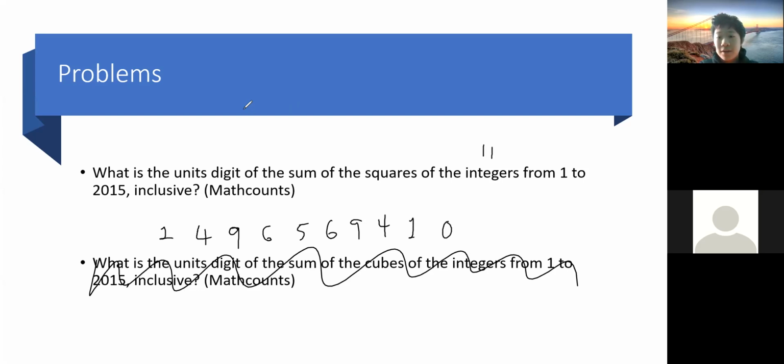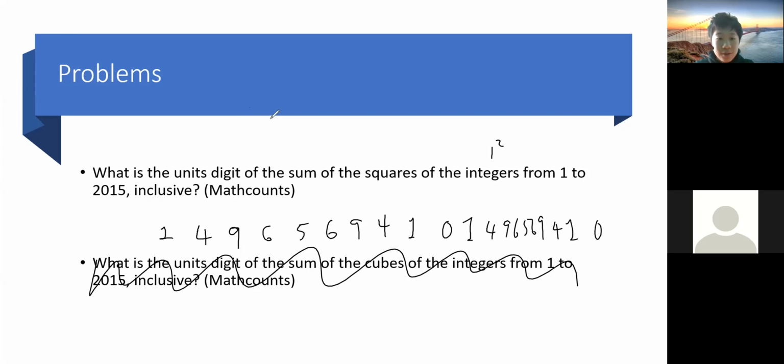If we do 11 squared, we only care about the units digit, which is basically the same thing as just doing 1 squared. So if we do it from here on, it's going to be 1, 4, 9, 6, 5, 6, 9, 4, 1, 0, repeat. Because the units digit just repeats over and over again.